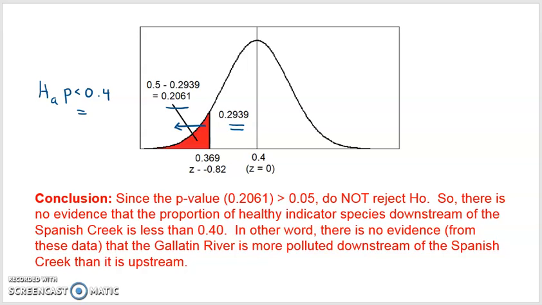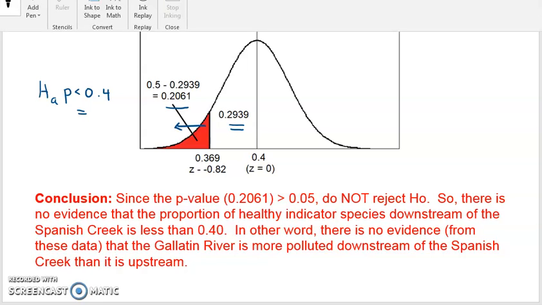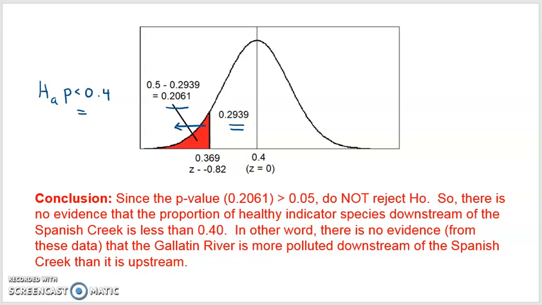Okay, the conclusion. And the conclusion would be, since the p-value, which is 0.2061, is greater than 0.05, do not reject H0. So there is no evidence, based upon these data at least, that the proportion of healthy indicators downstream of the Spanish Creek is less than 0.4. So in other words, there's no evidence that the Gallatin River is more polluted downstream of the Spanish Creek than it is upstream.